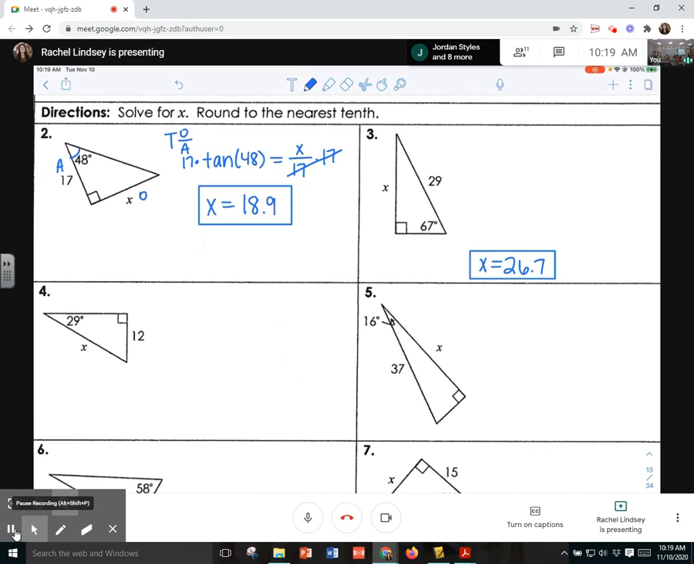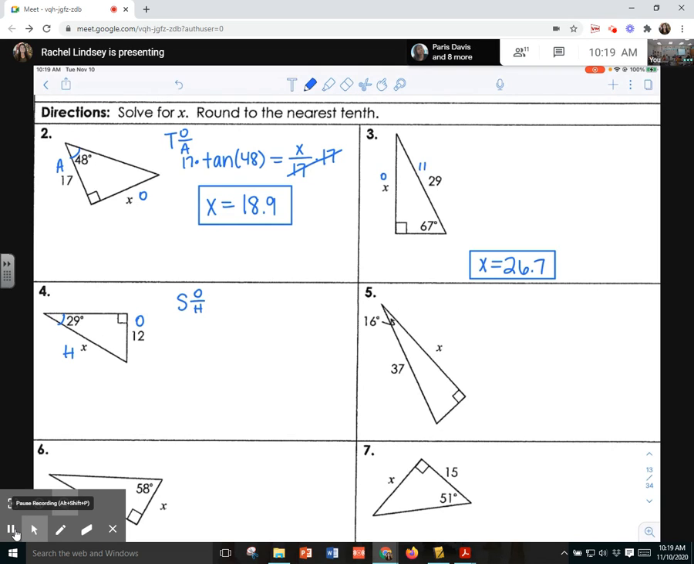Our angle is 29. 12 would be our opposite. X will be the hypotenuse. So we have opposite and hypotenuse. We're going to use sine. So we have sine of 29 equals opposite 12 over hypotenuse x.